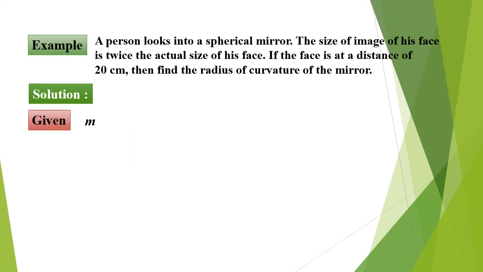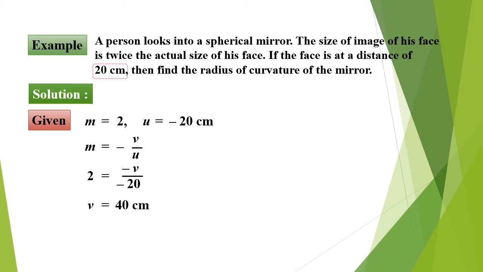The given data, magnification is equal to 2, u is minus 20 centimeter. Magnification formula is minus v by u for the mirror. So magnification they given 2 and that is virtual, that's why it is plus. That is equal to minus v divided by object distance, minus 20. So this gives rise to v value as 40 centimeter.